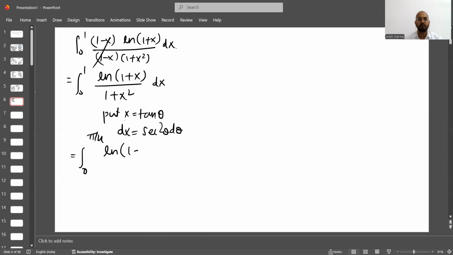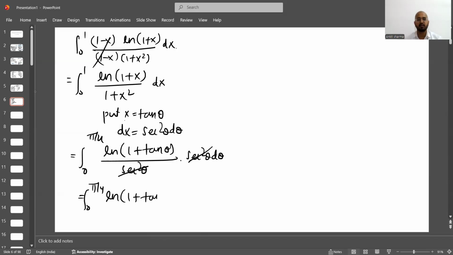And then ln of 1 plus tan theta. Then 1 plus x square is 1 plus tan square, which is secant square theta, into secant square theta d theta. So these two get cancelled. So I now have 0 to pi by 4 and then ln of 1 plus tan theta d theta. This is my integral I. Now let's go ahead and find out what's the value of this thing.